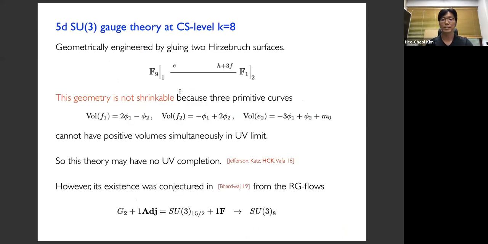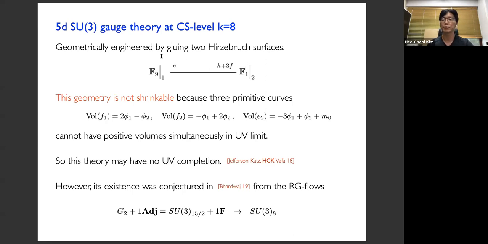Let me give you one interesting example. This is the SU(3) gauge theory at Chern-Simons level 8. This theory is interesting because in our paper, we conjectured that this theory doesn't have a UV completion. It's basically from the fact that the geometric realization of this theory is not shrinkable. So let me explain it.